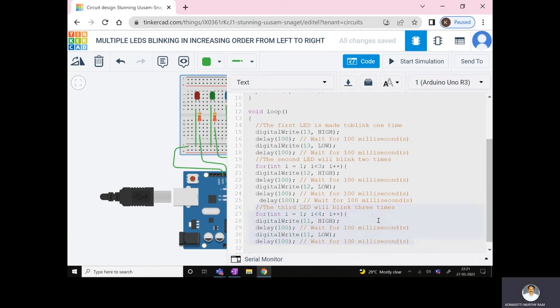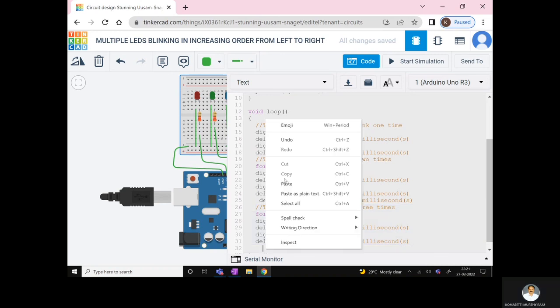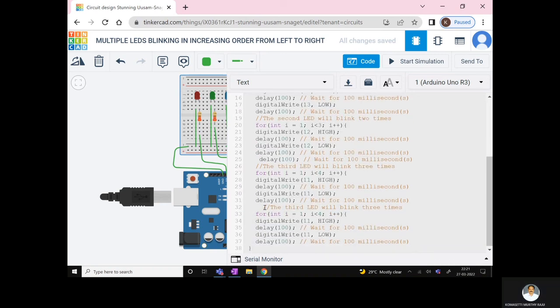Next, the fourth LED will blink 4 times. Here, instead of 4 we use 5. The loop is repeated 4 times. Here we use 10 instead of 11.